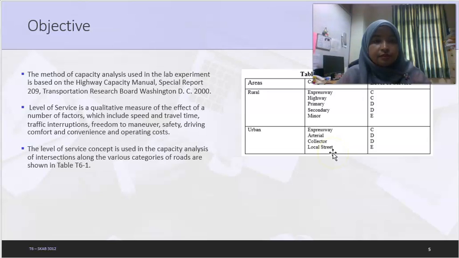For example, for the expressway, the level of service is C. If your analysis gives a level of service of A, B or C, it means the road is still okay, with no need for improvement. But if the level of service is below C, it means you need to do something. You need to improve.